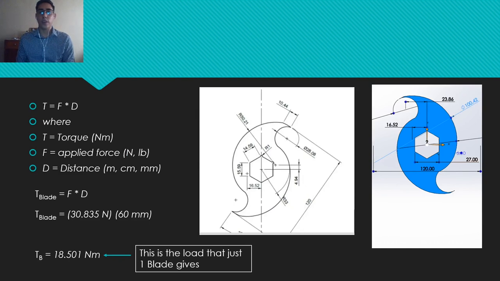With this, we can use the equation of torque, which is force times distance. Our distance is the radial value of our blade, which is 30.83 times 60 millimeters, and we have a torque of 18.5, which is the load of just one blade.